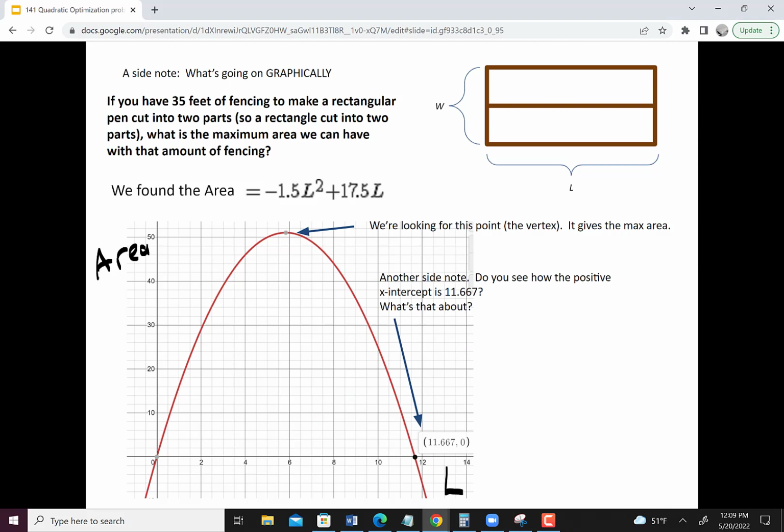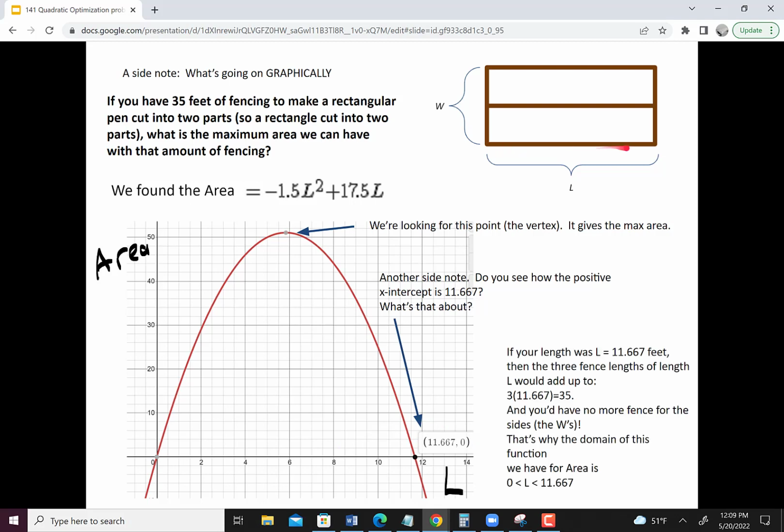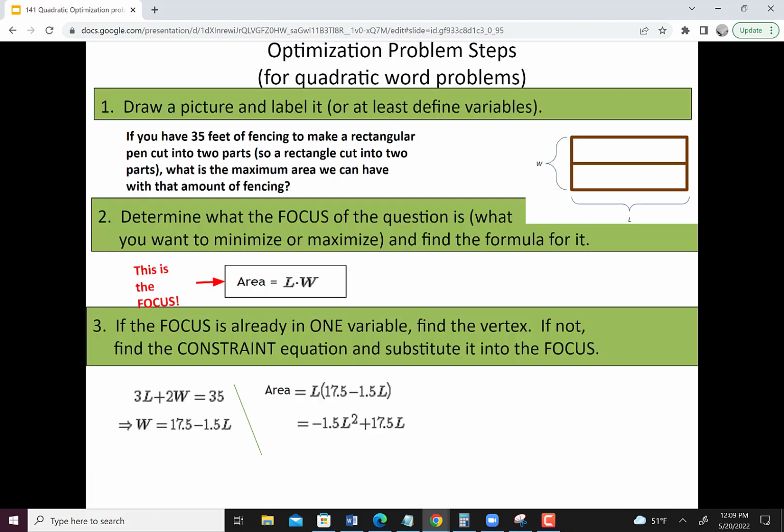A little side note, notice it's got an x-intercept of 11.667. What's that about? Well, if you think about it, if this length is 11 2/3, all 3 of them will add up to 35, and you won't have any more fencing to do the left-hand and the right-hand side. So it doesn't make sense, which is why the domain for this function is less than 11.667. And of course, it has to be bigger than 0 because it's a length. Anyways, let's go back to the problem.